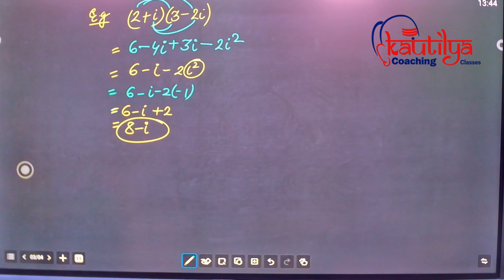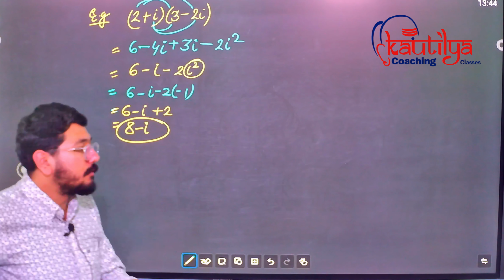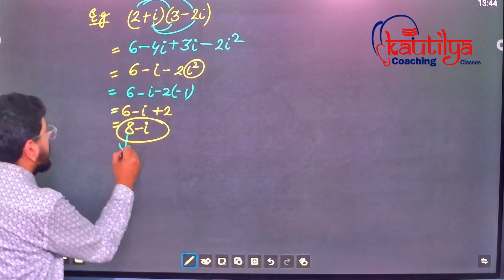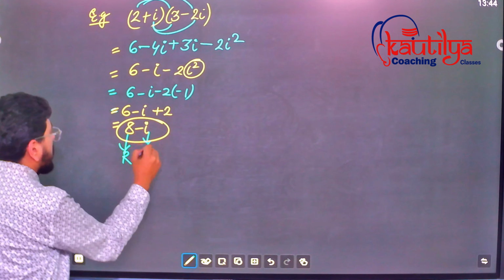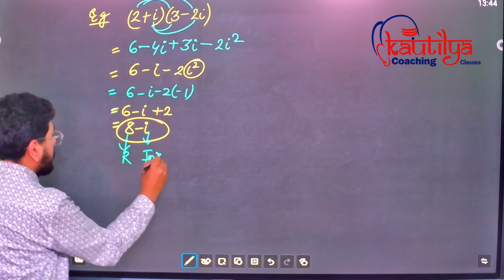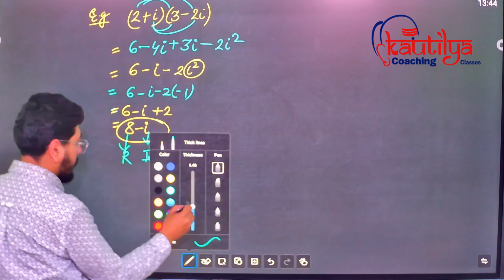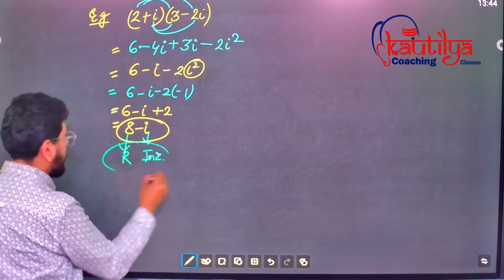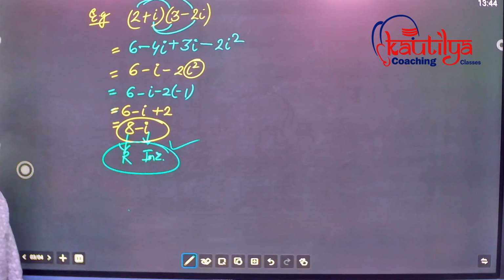So you can easily find out the value for the complex number, like it will give you the real and imaginary values, right? This one is the real and this one is the imaginary. Right, real and imaginary values are to be there.